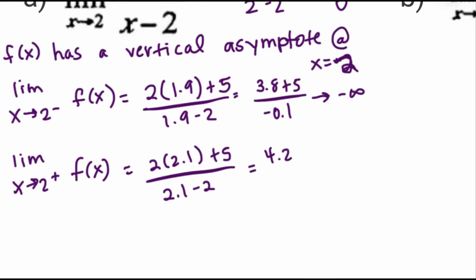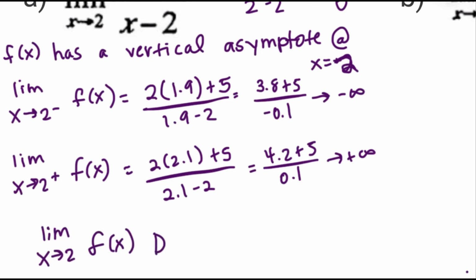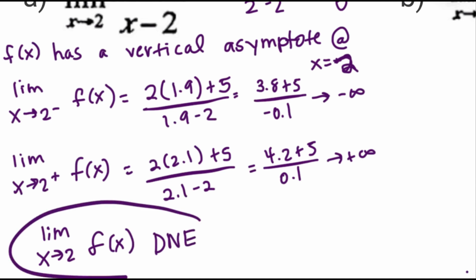So that's 4.2 plus 5 over 0.1. I can see that this is going to positive infinity. So to the left of the asymptote, my function is going down. To the right of the asymptote, the function is going up. So this overall limit, the limit as x approaches 2 of f of x, does not exist because they're not going the same way.